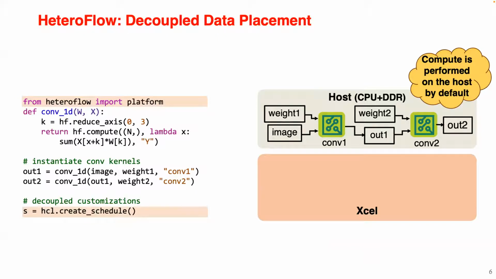In the code snippet, we first define the algorithm of the 1D convolutional kernel. And later, we instantiate two convolutional kernels to build a complete image blur application. In the last line, we create a schedule and map this schedule to the target accelerator platform. Here, we haven't applied any data placement customization yet, so this application is by default placed to host, as shown in the hardware paradigm on the right.